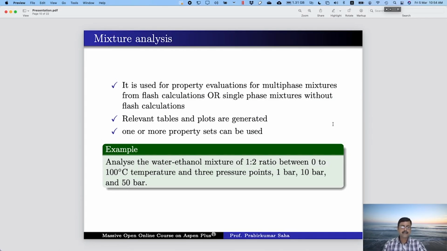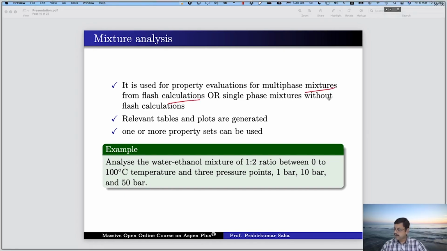Now we will learn the mixer analysis. The mixture analysis is used for property evaluations of multi-phase mixtures from flash calculation or single-phase mixtures without flash calculations. The relevant tables and plots are generated and one or more properties can be used. Now let us take this example. Analyze the water and ethanol mixture of 1:2 ratio between 0 to 100 degrees centigrade temperature and 3 pressure points, that is 1 bar, 10 bar and 50 bar.